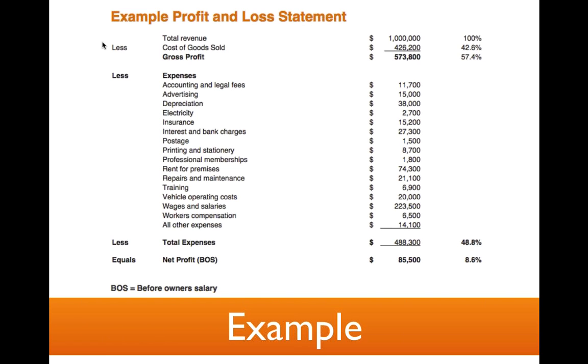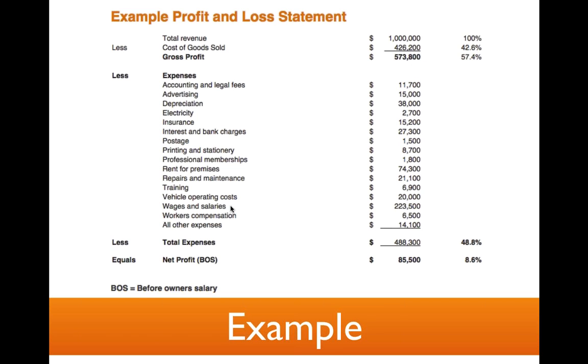Okay, now let me show you an example of a profit and loss statement. See, total revenue, $1 million as an example. This could be over the year, right? Profit and loss over the year. That's 100%. Cost of goods sold is 426, about 42% of this million. So the gross profit is about 57.4%, or $573,800. So I've gone that minus that equals this.